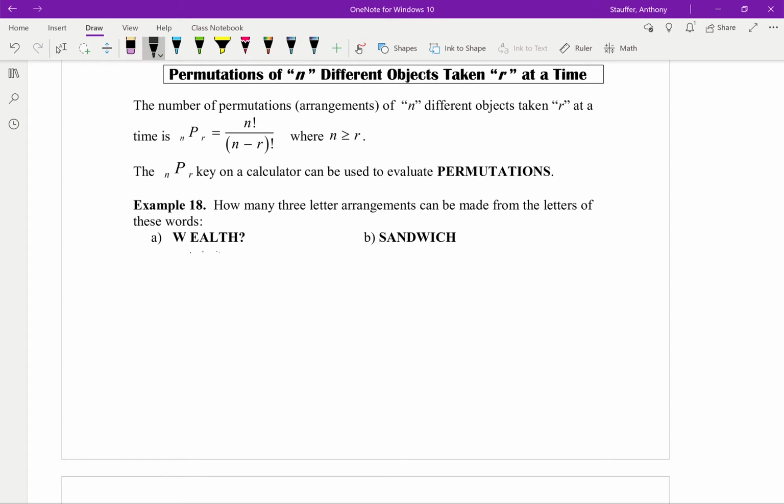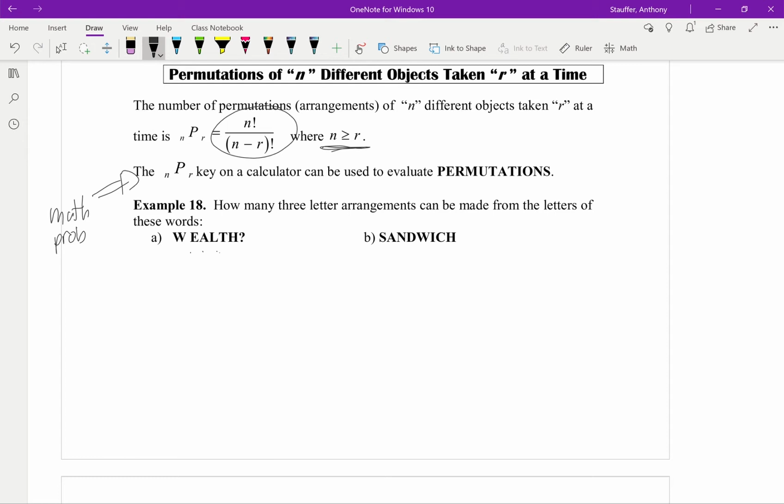So, permutations. The number of permutations, arrangements of n different objects taken r at a time, is nPr equals n factorial over (n minus r) factorial. Now, we're going to concern ourselves about this piece at a different time. One other big important thing is n has to be bigger than r. So if you go to Math and then Probability, you'll find the nPr key.